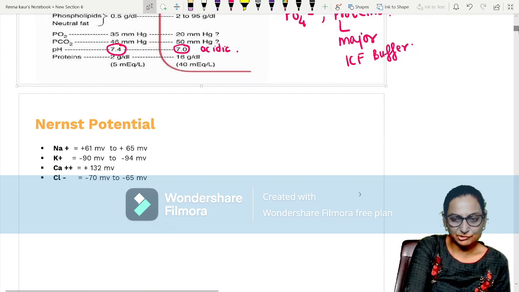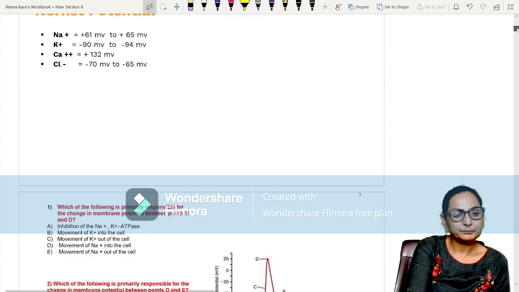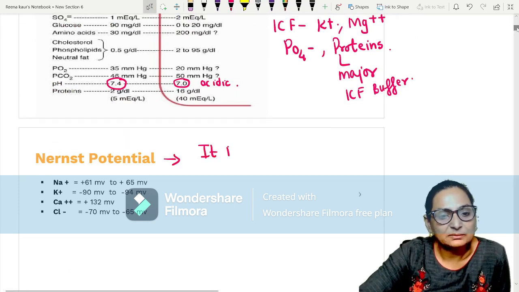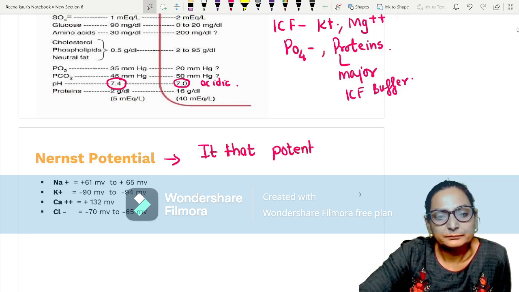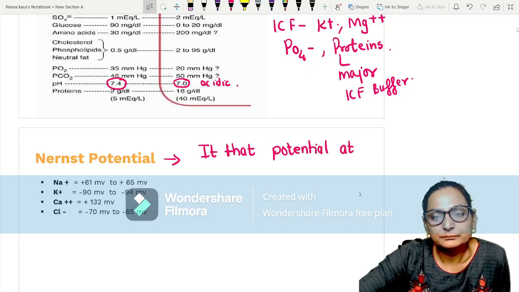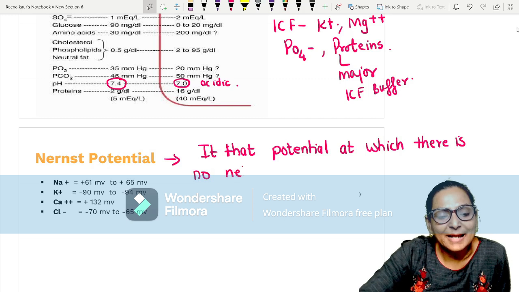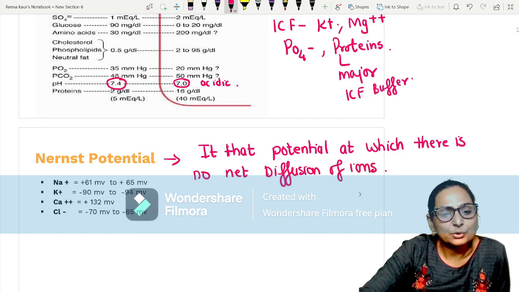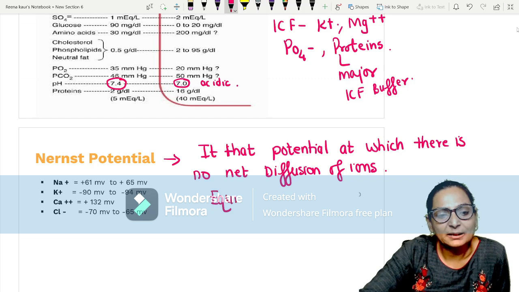What is Nernst potential? The Nernst potential is that potential at which there is no net diffusion of ions. So you can say that it is a kind of an equilibrium potential.